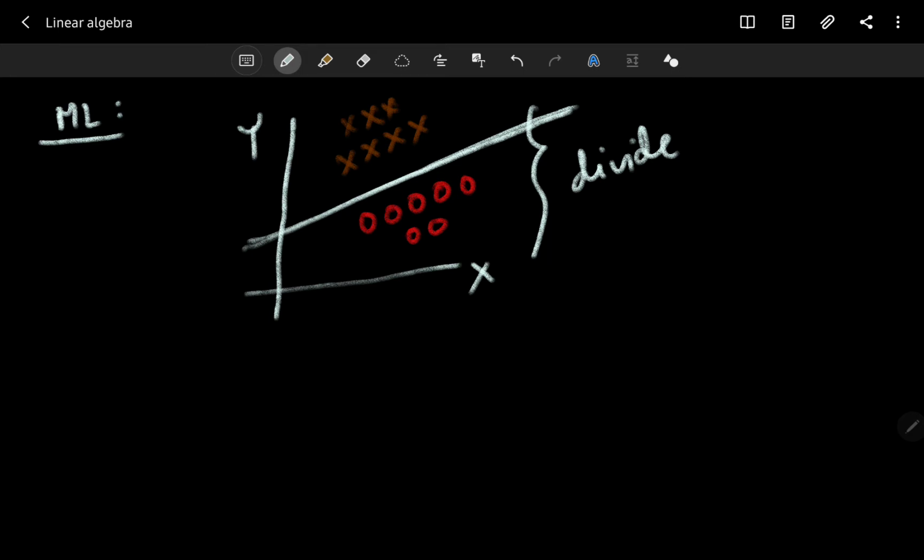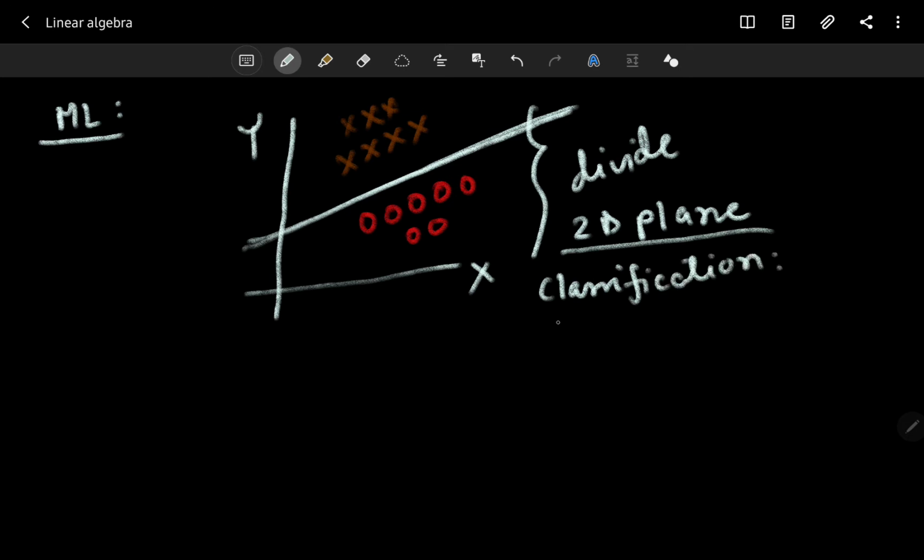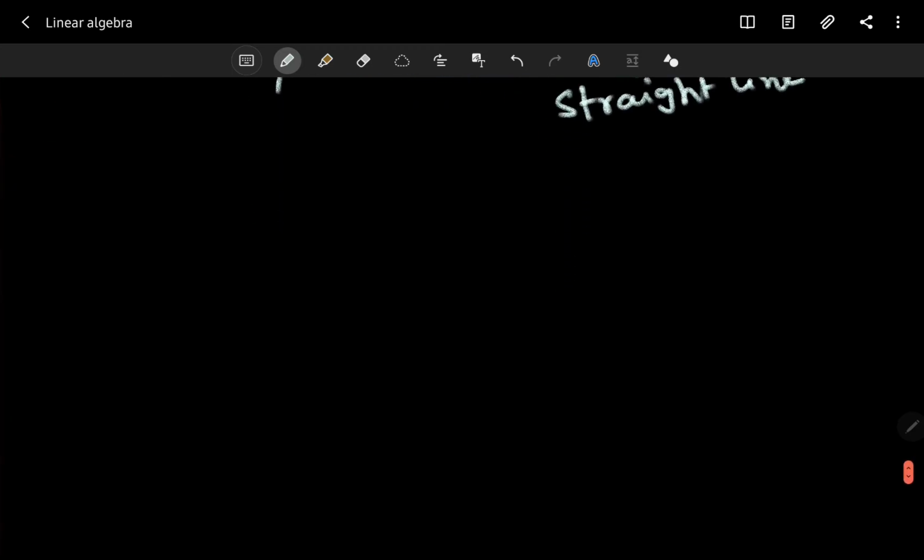A straight line is nothing but something we have learned through linear algebra. This is a 2D plane, and in the 2D plane, when you do the classification, how are we doing it? By a straight line. That's why this straight line equation is from linear algebra, right? So now let's move into some higher dimensions.